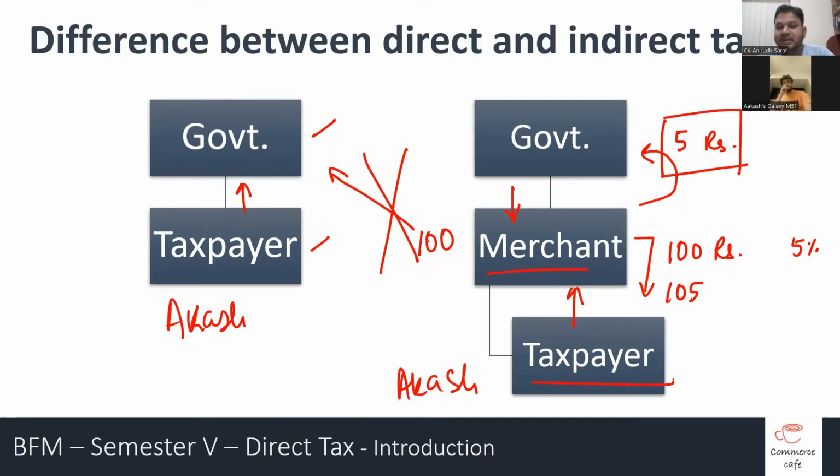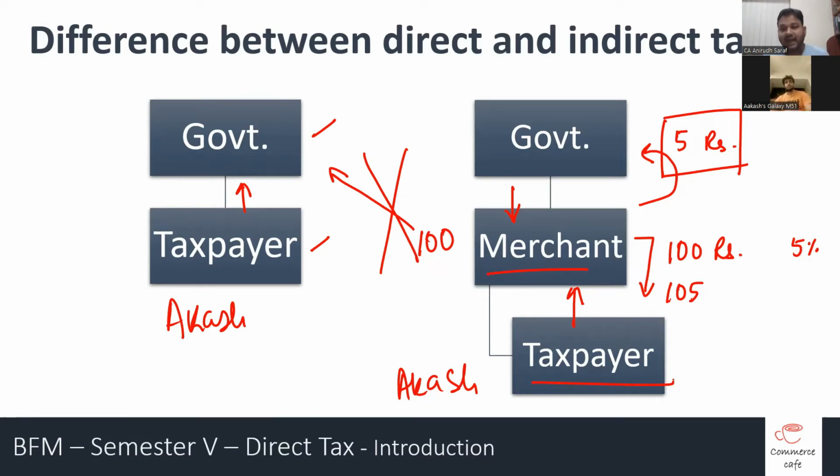The merchant is the shopkeeper or the restaurant owner or whatever, whoever is giving you any goods and services. The responsibility is of the merchant, but who's bearing the burden of the tax? You, because it is coming out of your pocket. The merchant is just taking from you and giving to the government, right? So this is the difference between direct tax and indirect tax.